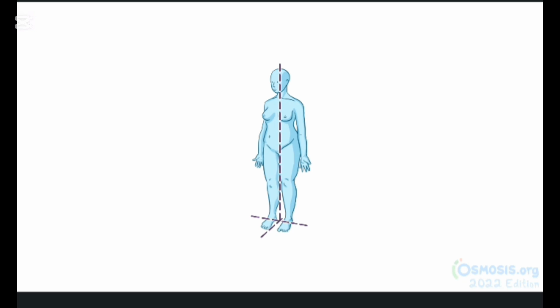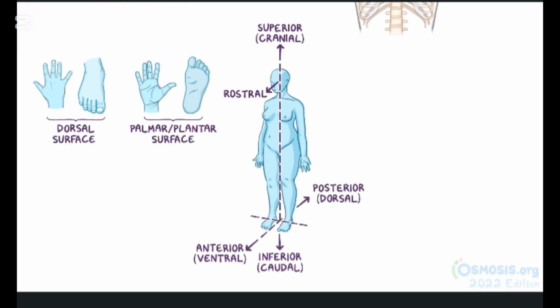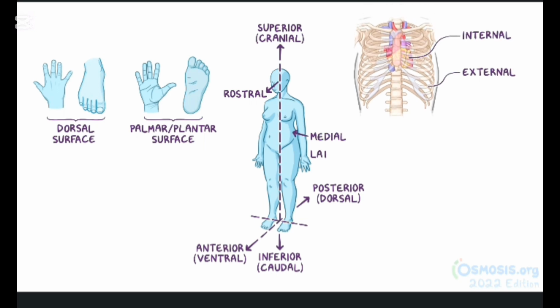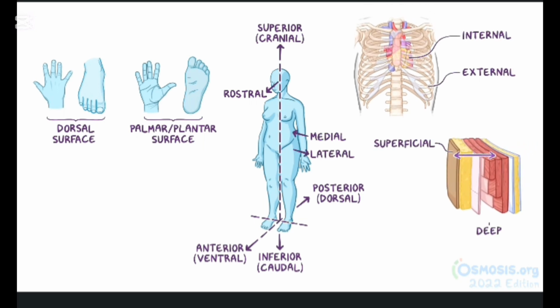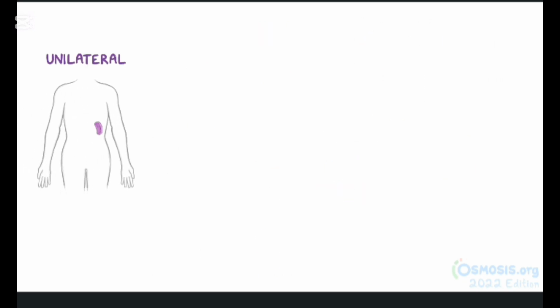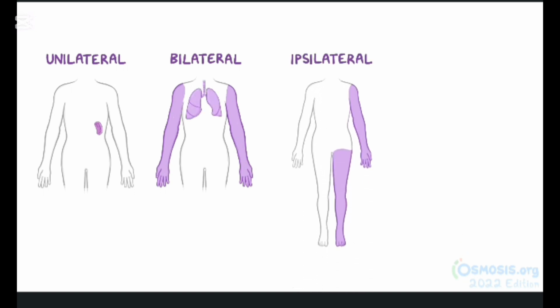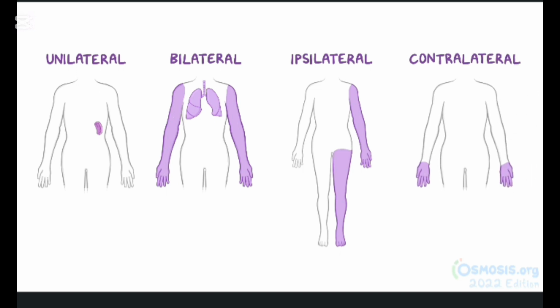There are also important terms of relationship and comparison of the body, including superior or cranial versus inferior or caudal, anterior, ventral, or rostral versus posterior and dorsal, palmar, plantar, and dorsal surfaces, external and internal, medial and lateral, superficial, deep, and intermediate, and proximal and distal. We also have body parts that are unilateral, like the spleen, and others that are bilateral, like the limbs or the lungs. Some structures can be ipsilateral to one another on the same side, while others are contralateral or on the opposite side.